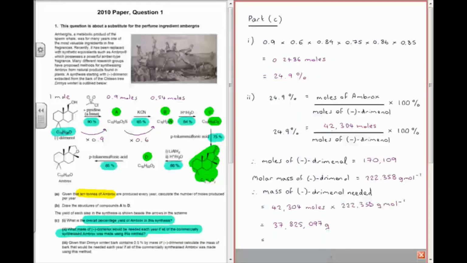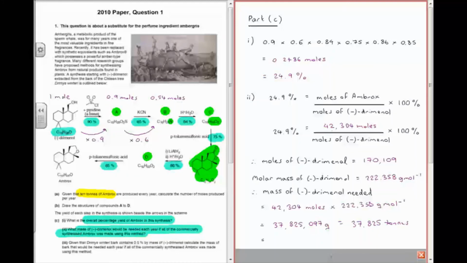But because that number is so big, and because the information given in the question is given in the units of tonnes, it's better to give our answer in tonnes. So we need to simply convert the number of grams into tonnes, remembering that 1 tonne is equal to 1,000,000 grams. And so our answer becomes 37.825 tonnes.